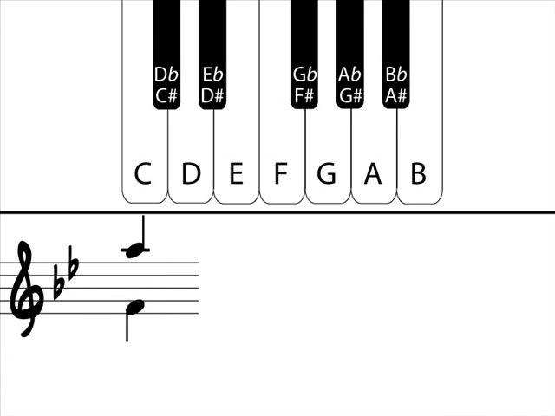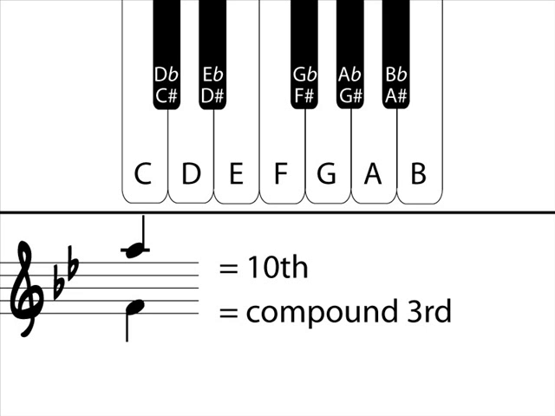As in all intervals, you work out the number first. But at Grade 5 you're allowed two options on how you refer to the number of an interval if it is over an octave. And in this example you could choose either a tenth or a compound third. In this video I'm going to concentrate on the compound interval solution, as most of my students have found this the most straightforward and clear way to calculate an interval.